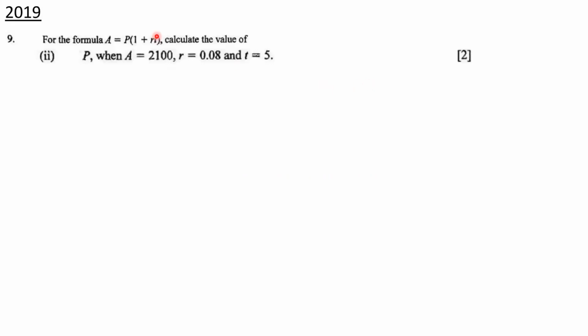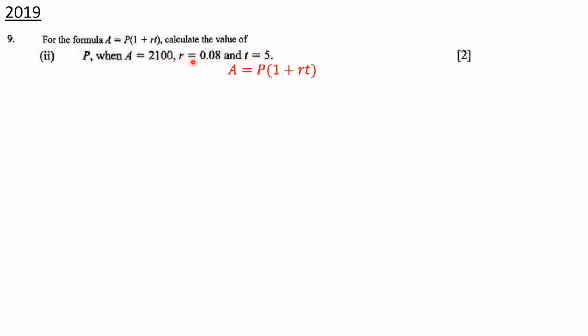Next, we have a transposition problem. Is it? No, well, it's a little bit of both, but what they still want us to do is they still want us to substitute. But we have to find the value of P, right? So we have to substitute and still rearrange the formula a little bit. And so we have A equals 2,100, R equals 0.08, and T equals 5.